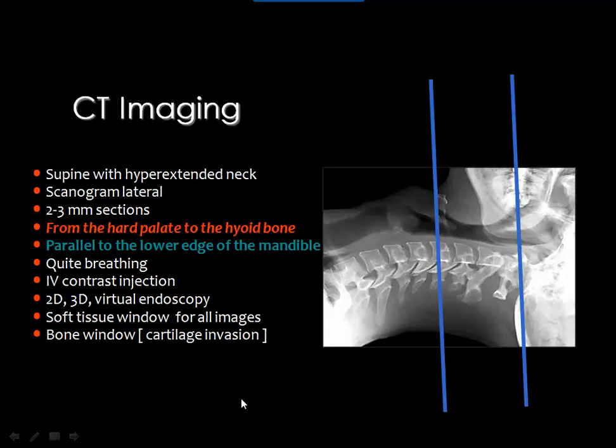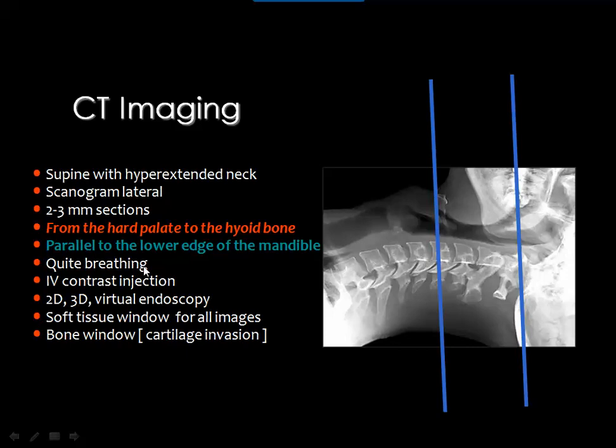In order to image this part, which is the suprahyoid neck or the mouth floor and the salivary glands, the patient lies in the supine position with a slightly hyperextended neck, and we have the scanogram in the lateral view. The slices usually cover the area from the hyoid bone up to slightly above the angle of the mandible, and the scan intervals are usually taken at 2 or 3 millimeter intervals.